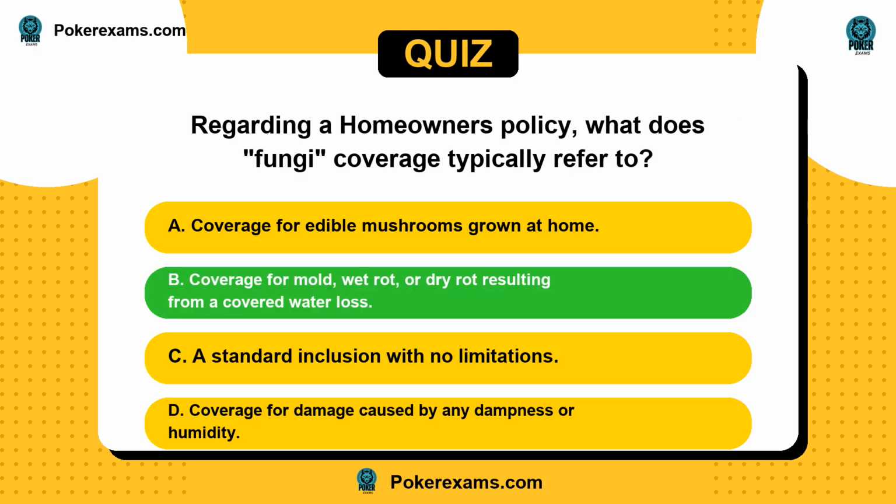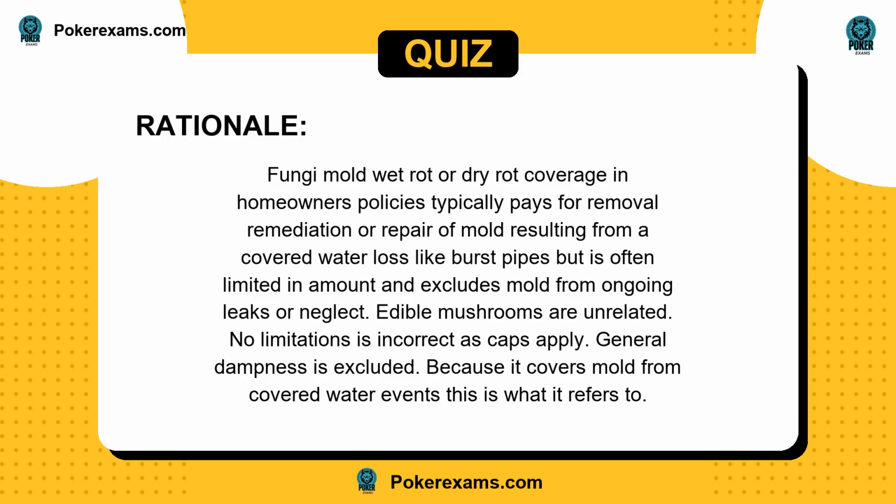The answer is B. Fungi, mold, wet rot, or dry rot coverage in homeowners' policies typically pays for removal, remediation, or repair of mold resulting from a covered water loss like burst pipes, but is often limited in amount and excludes mold from ongoing leaks or neglect. Edible mushrooms are unrelated. No limitations is incorrect as caps apply. General dampness is excluded. Because it covers mold from covered water events, this is what it refers to.